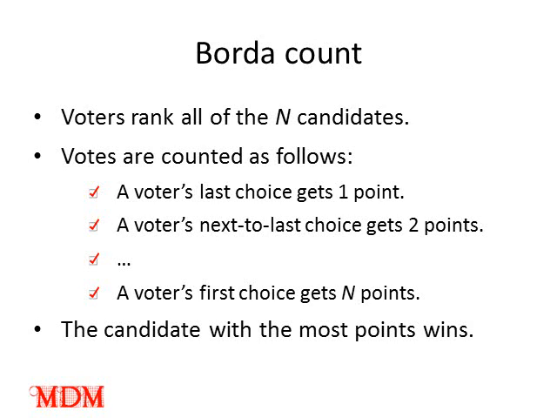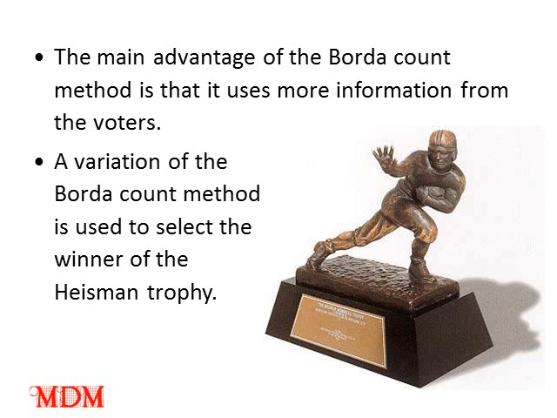Now, if we have n candidates, we can apply the same procedure. And notice that I have a ... here indicating that these would be the steps between the next to last choice and the first choice. And these would count from 1 to n points. The candidate with the most points wins. The main advantage of the Borda count method is that it uses more information from the voters. A variation of the Borda count method is used to select the winner of the Heisman Trophy.